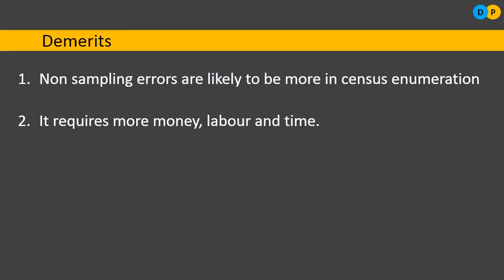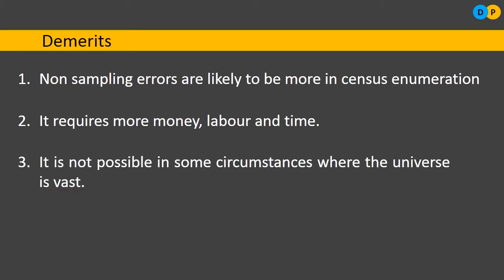Next, it requires more money, labor and time. Take the case of the population census: every 10 years we conduct this exercise where we meet each and every individual and collect the data. It is a huge exercise by nature, where we spend a lot of money and a lot of time. You have to employ too many people, enumerators, investigators. So it requires a lot of money, labor and time. That's a very big demerit.